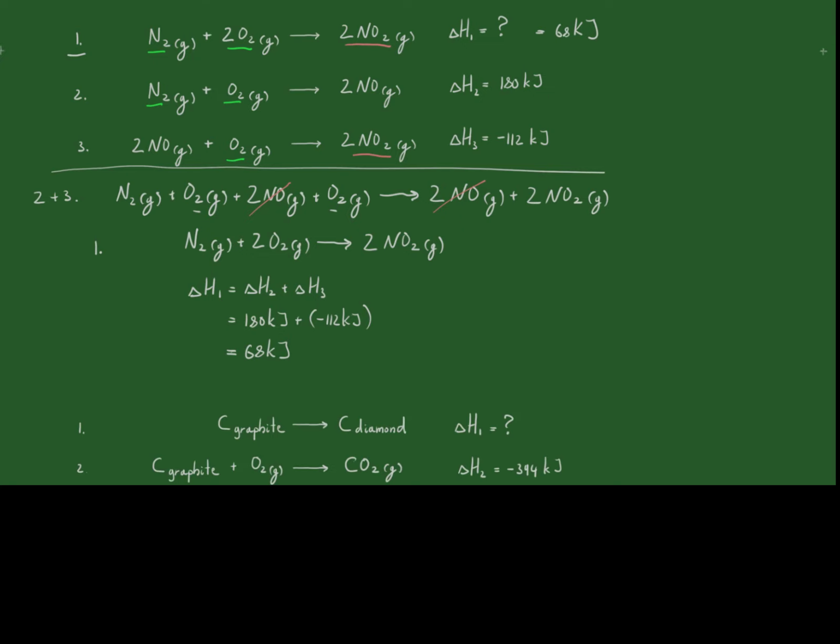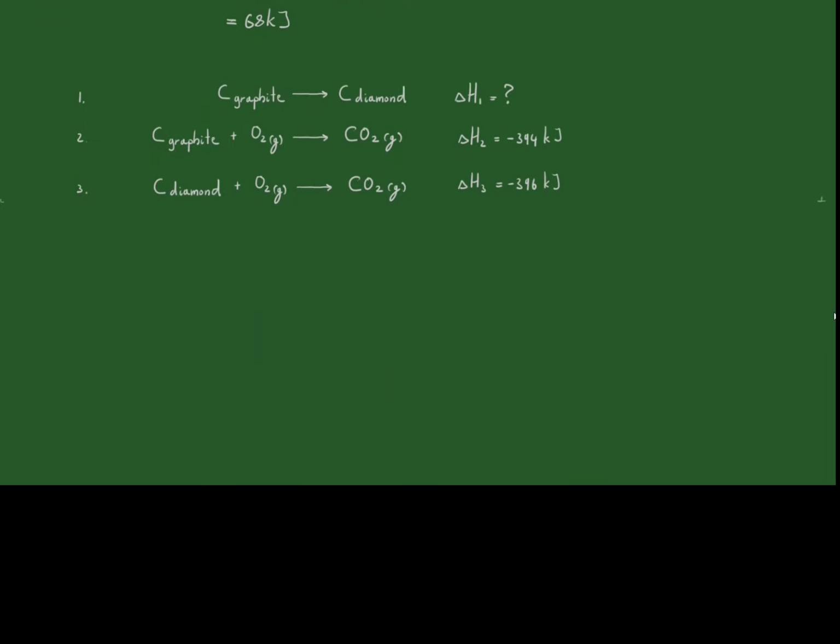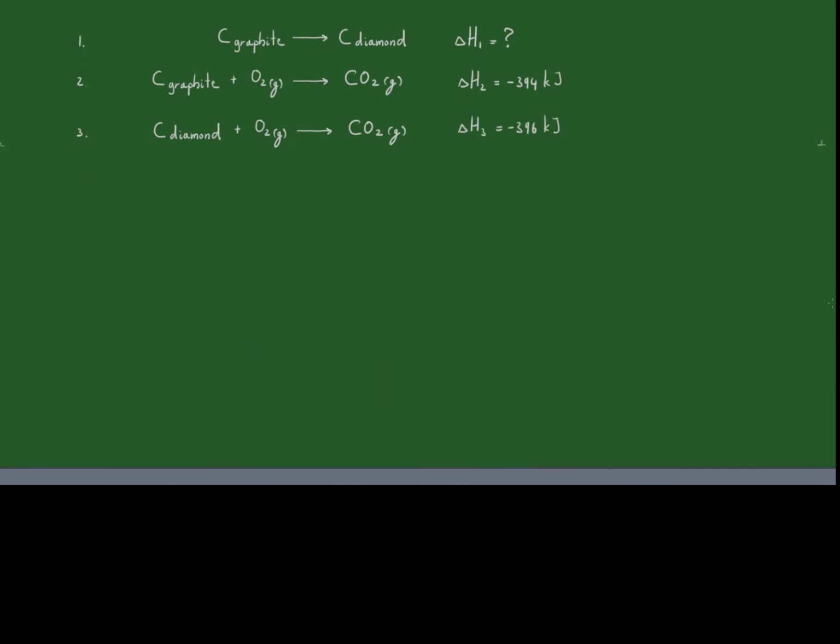Let's do another one, slightly different. So here we have graphite going to diamond, and we need to figure out the change in enthalpy for that reaction. And we are given the enthalpies for graphite going to carbon dioxide and diamond going to carbon dioxide. So, in our target reaction, diamond is a product. Here, diamond is a reactant. So we cannot use this reaction as is, but I'll come back to that. In our target reaction, graphite is a reactant. In our second reaction, graphite is a reactant as well, so we can use it as is.